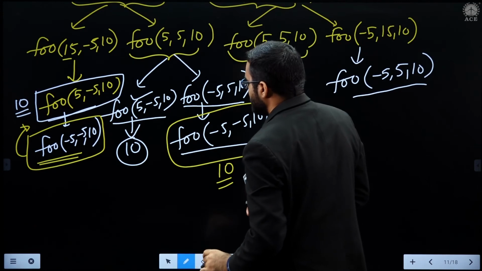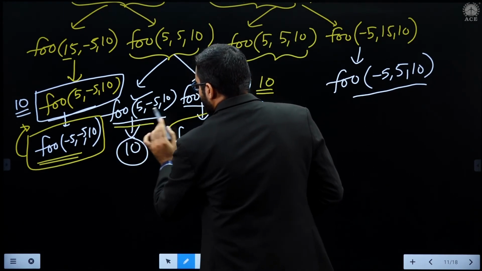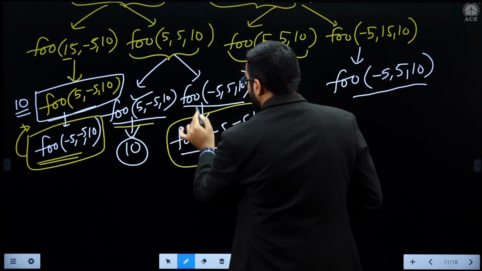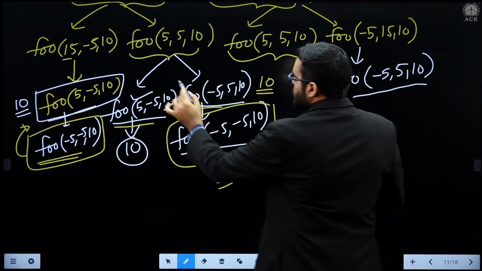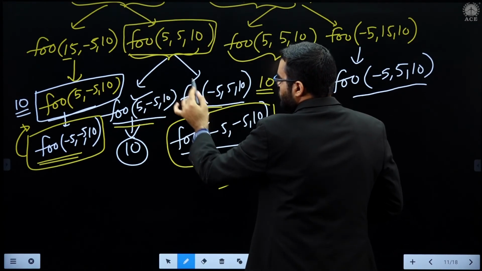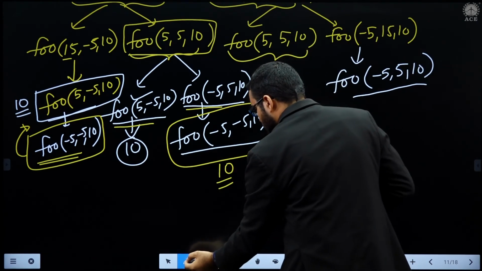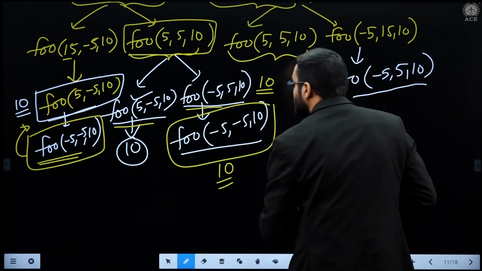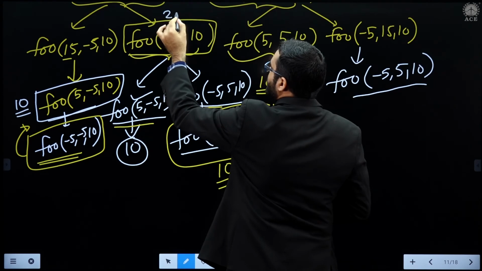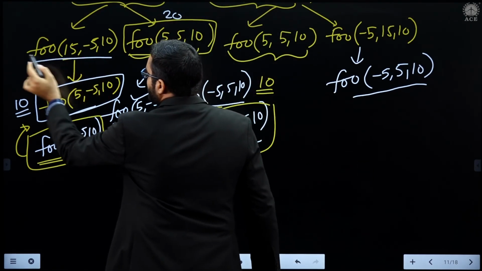Now you can notice that this function call is returning value 10, and this function call is returning value 10. So this function call will return value 20, 10 plus 10, because there are two branches. So this function call will return the value 20. I can write it like this, and this function call will return the value 10.